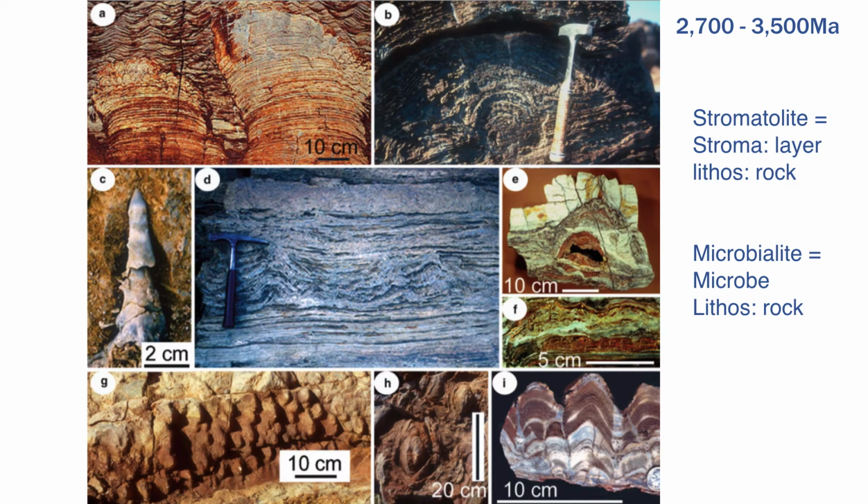Stromatolites in the fossil record constitute the oldest evidence of life on Earth. They have been dated at over 3.5 billion years. Stromatolite basically means stroma, layer, and lithos, rock. So these are layered rocks that occur in the fossil record. And microbialites are their modern counterparts, with microbes that form rocks.